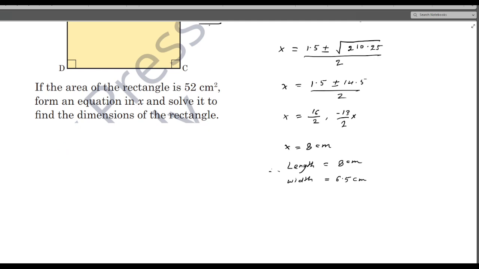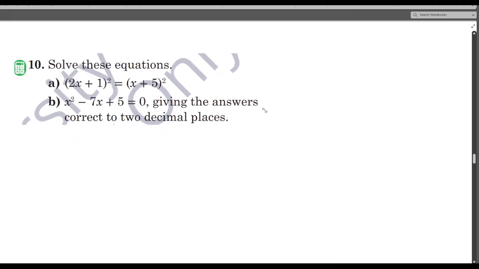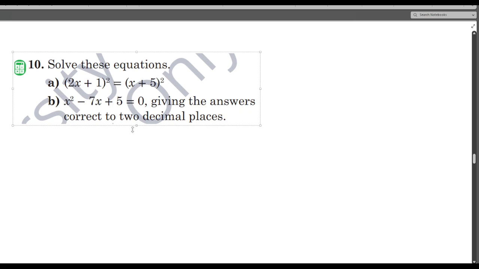Now question number 10. Okay, so this time question number 10 is solve these equations. And calculator is allowed here. So let us first expand this: 2x plus 1 the whole square is equal to x plus 5 the whole square.